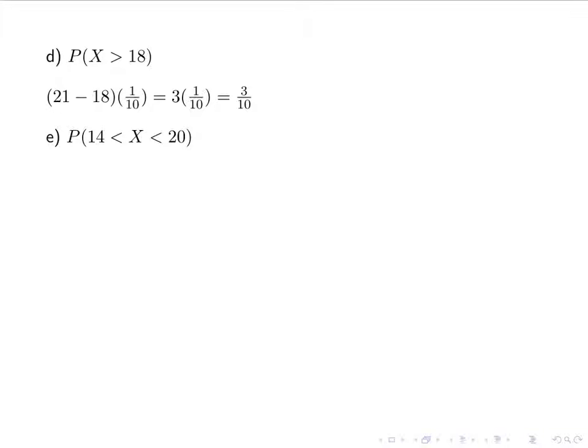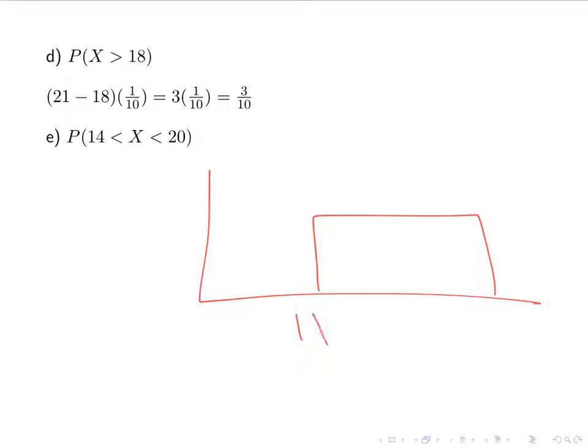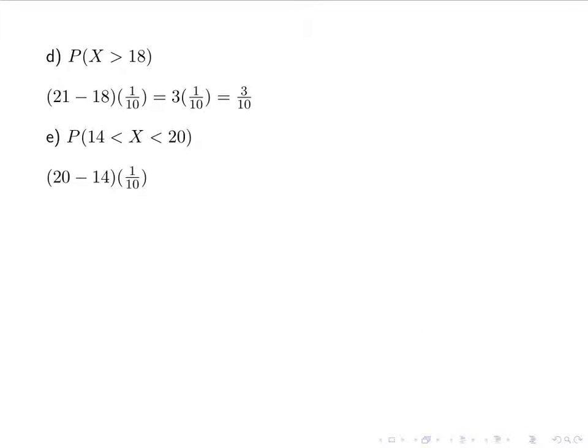For E, I want the probability that x is between 14 and 20. So that is going to be the width of my rectangle. Again, in general, I have 11 to 21, but I'm interested in 14 to 20. So my width will be 20 minus 14, it will be 6. Right, this distance here is 6. And again, the height is 1/10. And if I do that, I'll have 3/5.